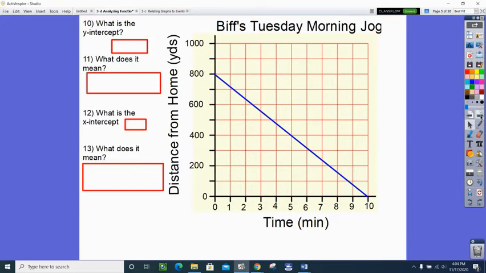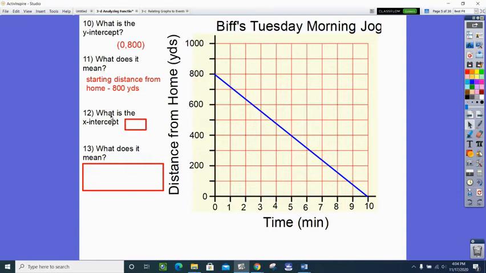All right, it's Tuesday, Biff. Wake up. So now what is Biff doing? Start off with, what is the y-intercept? Did you put 800 yards, or (0, 800) is the point, the coordinates? What does it mean in terms of Biff? His starting distance from home was 800 yards, so he's already away from home, 800 yards away from home.